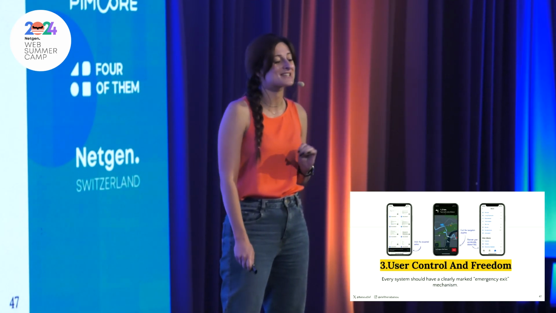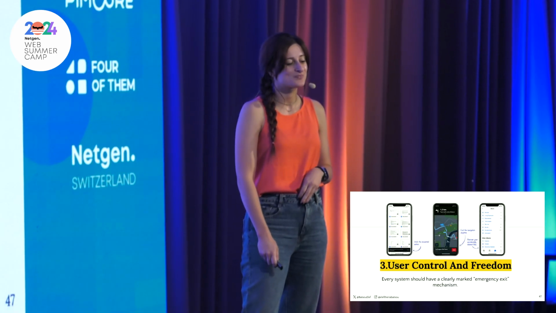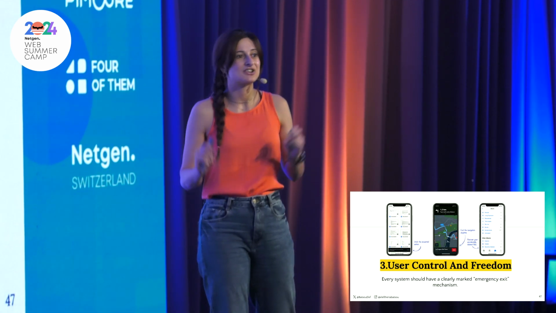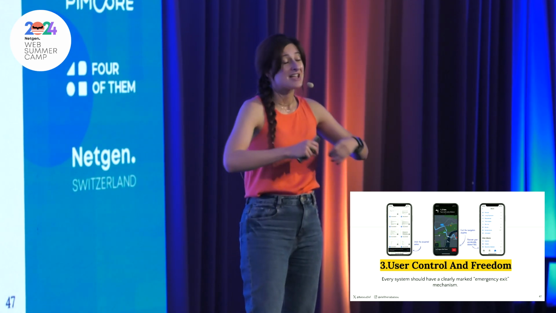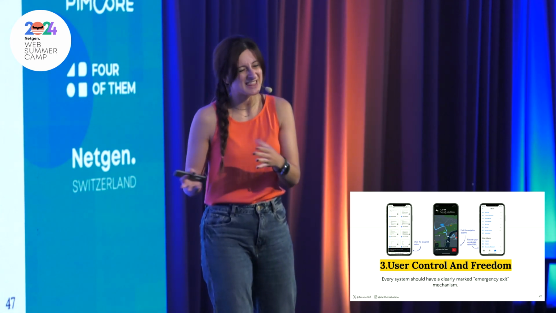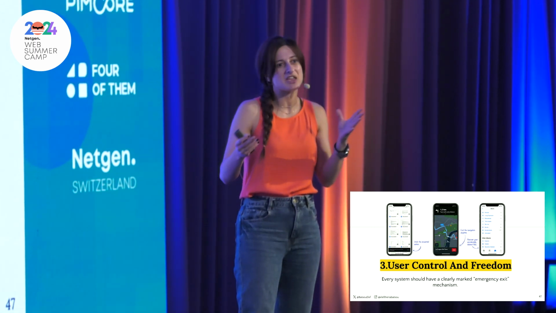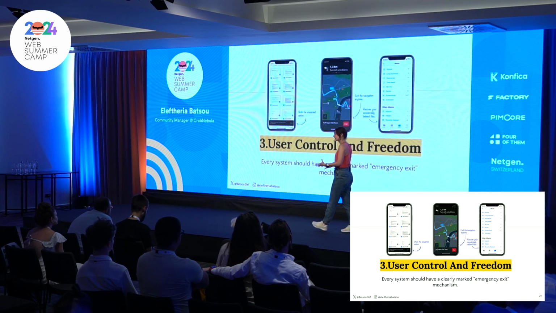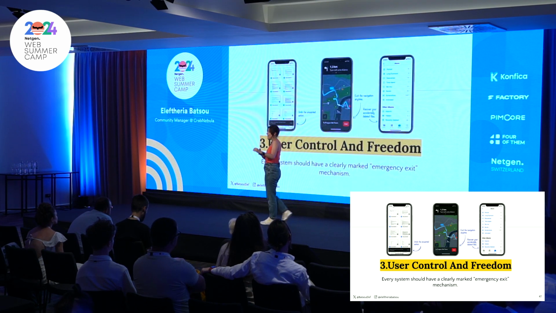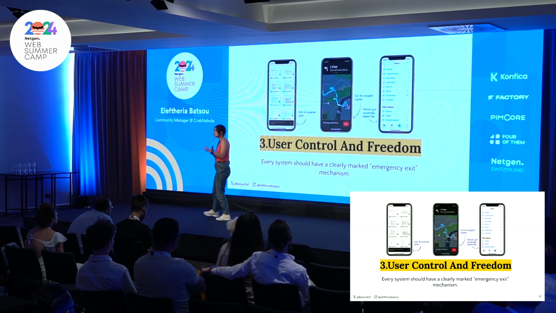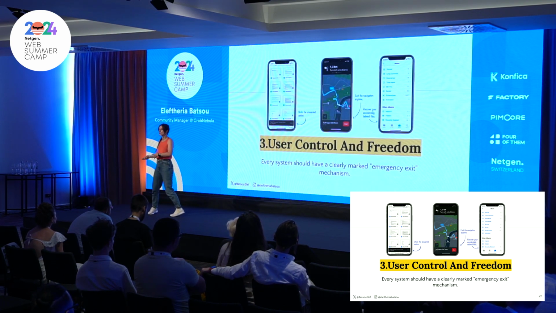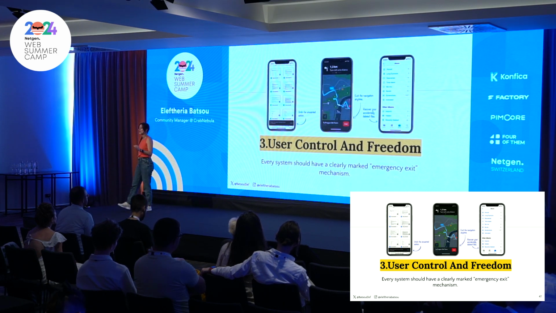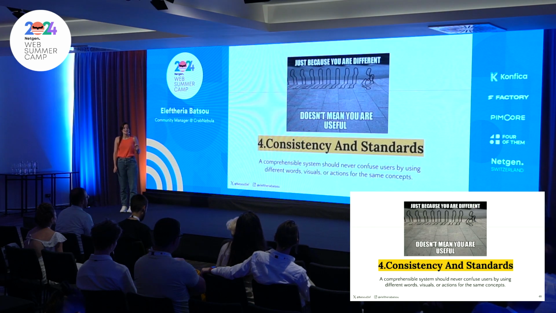The third rule is user control and freedom. Every system should have a clear emergency exit button. Because again, if you have a perfect product, the users maybe will misclick something, maybe they are in a hurry, maybe they just didn't pay a lot of attention, so they will make some small mistakes. Always have an exit button, a back button, an undo button, something like that. So always your user can go a step back and they can think again of the next action that they want to do.